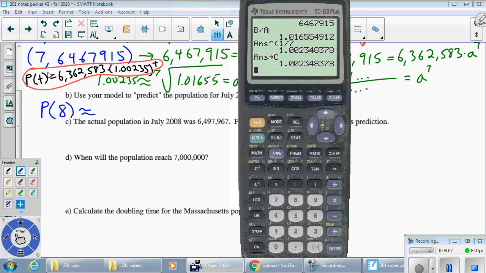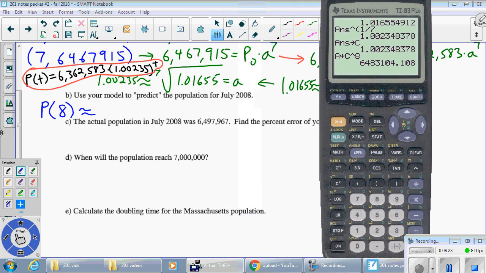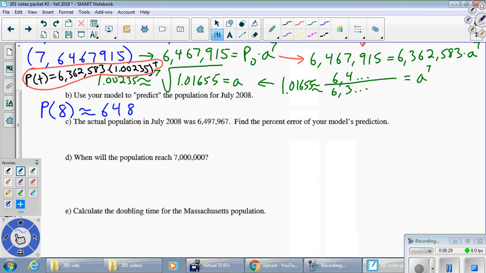So we called this number a and this number c. So it is simply a times c to the 8th power. And this is why I wanted to store the numbers a, b, and c, so that we wouldn't have to type them over and over again. Okay, so 6483104. All right, so that's our prediction for the population in July 2008.